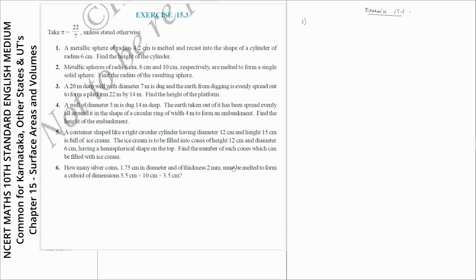A 20-meter deep well with diameter 7 meters is dug, and the earth from digging is evenly spread out to form a platform 22 meters by 14 meters. Find the height of the platform. So there is a well 20 meters deep. A well will be in the form of a right circular cylinder, so the height is 20 meters and the diameter is given as 7 meters.